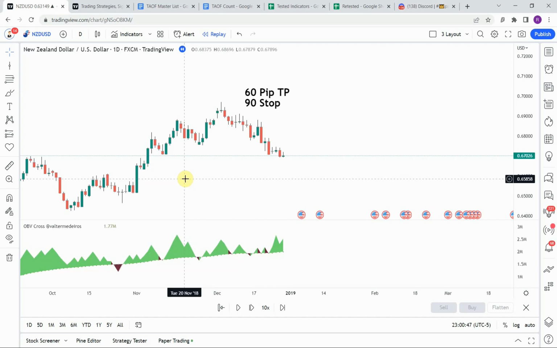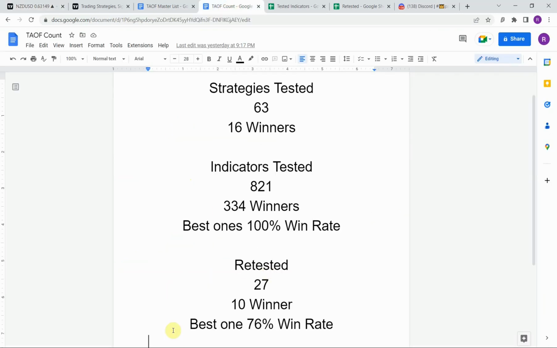Alright, as I said, today we will be testing the on balance volume cross indicator. Before we do though, I wanted to put the testing scoreboard up for everyone to see. So to date, we have tested a total of 63 different strategies, with 16 of them being profitable. We've also tested a total of 821 indicators, with 334 of them being winners. The best ones so far were able to achieve a 100% win rate. Now you need to go back and watch those videos to understand the context of how they were able to achieve that. So go back and watch those videos and see what you can get out of those winning indicators.